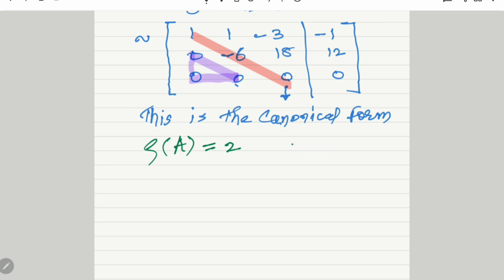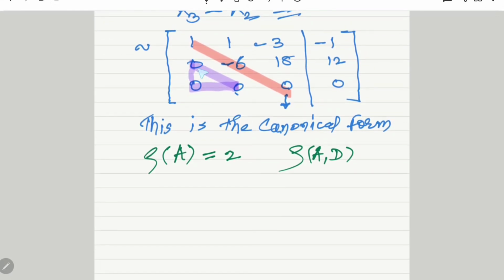Then we find the rank of complete matrix, means augmented matrix. Complete matrix, this one. First row is non-zero. Second is also non-zero. Third row completely 0. And therefore, rank is again 2. And these two ranks are equal. And therefore, whenever the ranks are equal, then that system is said to be consistent.